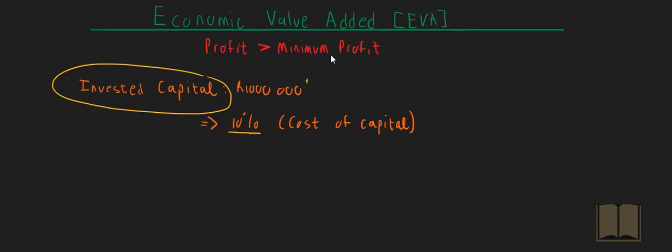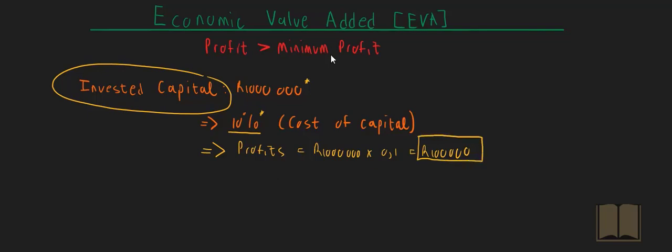So that means of the million rand that they provided to you, for which they want a return of at least 10%, you should be giving them profits of 1 million rand multiplied by 10%, which gives 100,000 rand. So if you achieve a net profit of 100,000 rand, you've given the providers of capital precisely the minimum amount of profit that they would have wanted.